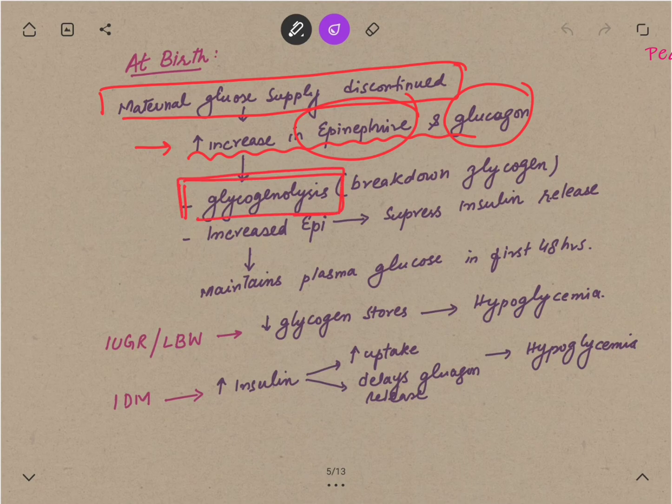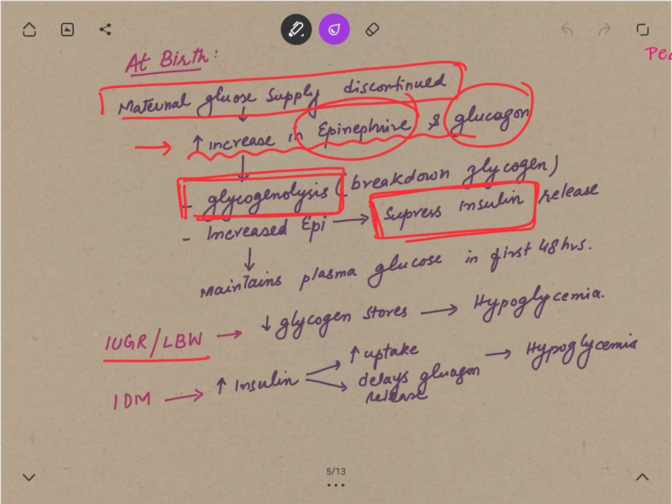To maintain plasma glucose, these two stress hormones help in glycogenolysis. They break down glycogen and they suppress insulin. They have two functions: they promote glycogenolysis, breaking down glycogen and providing glucose, and on the other hand, they suppress insulin, which will help in building up the plasma glucose.